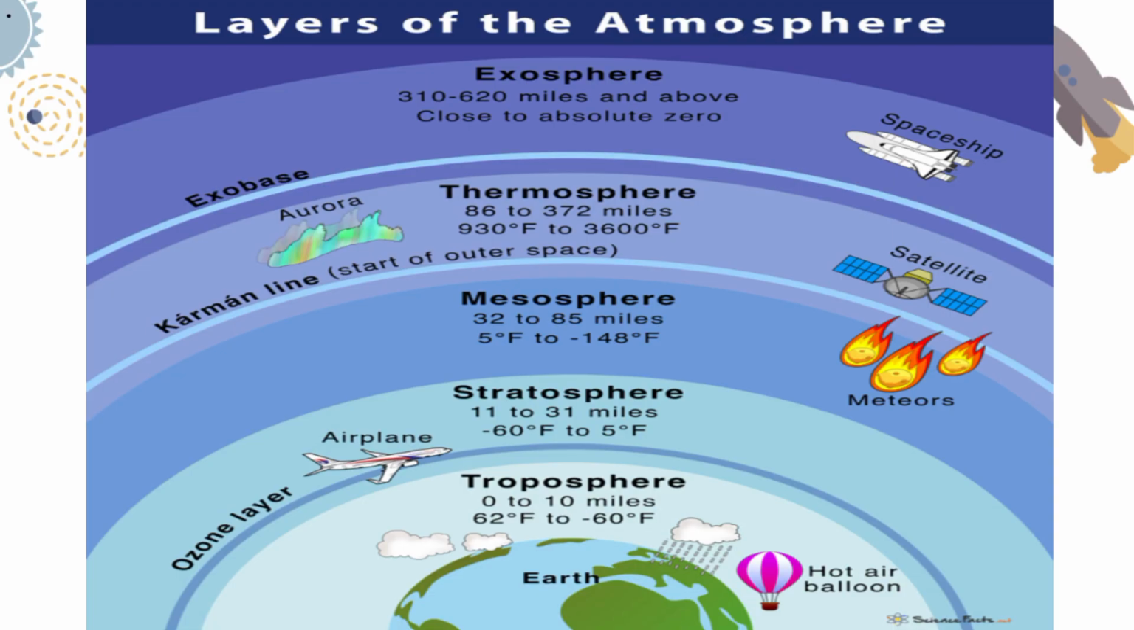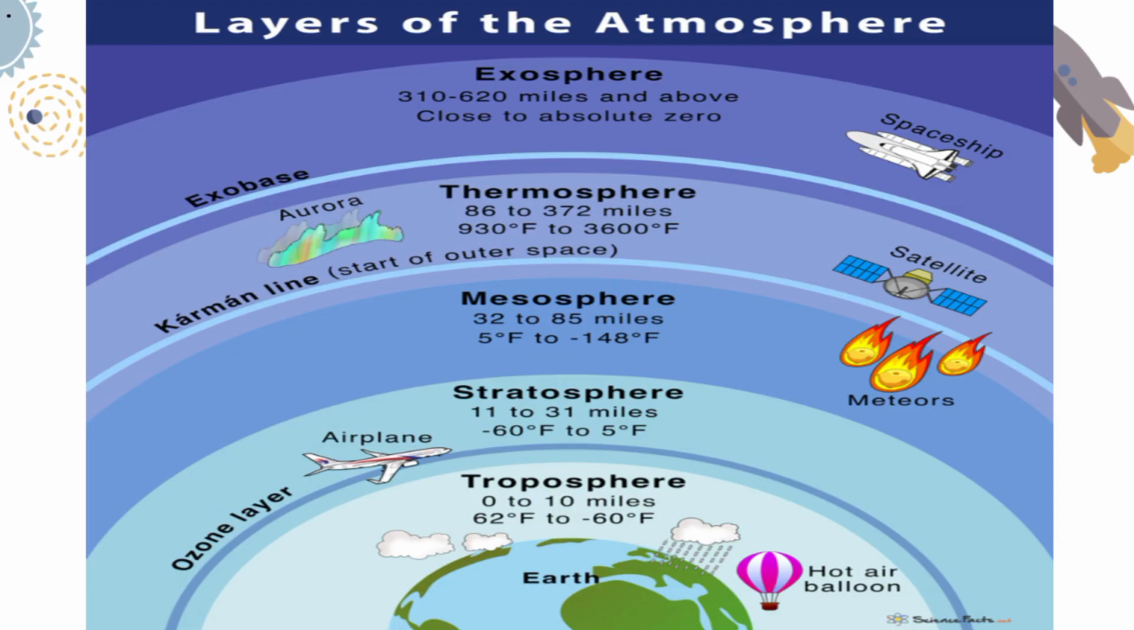Next, stratosphere layer, where a most important component resides, that is ozone layer. Now this ozone layer protects our earth from the harmful ultraviolet rays which are coming from the sun. Now mesosphere. This mesosphere protects our earth from the upcoming meteors or collisions.